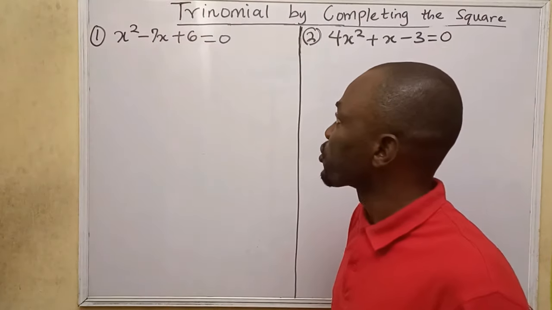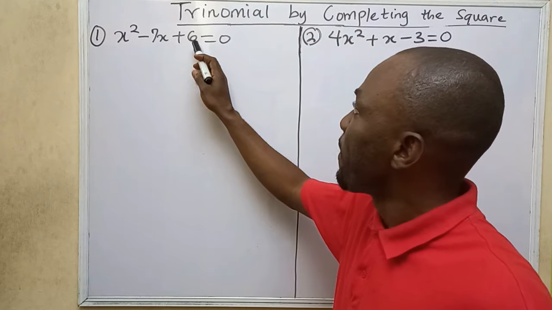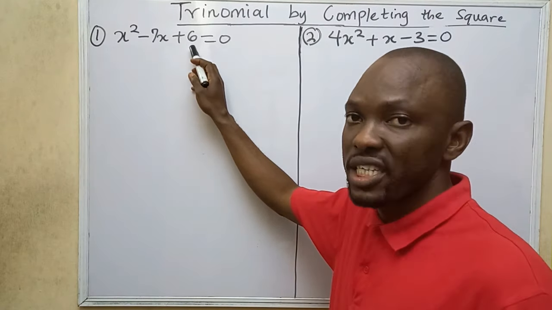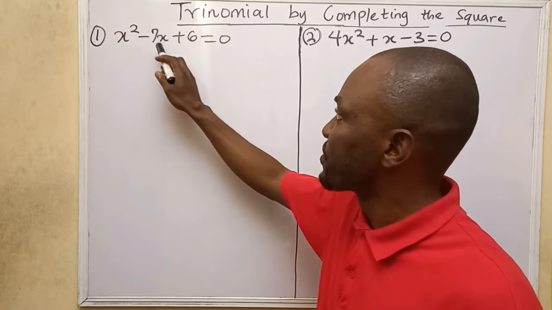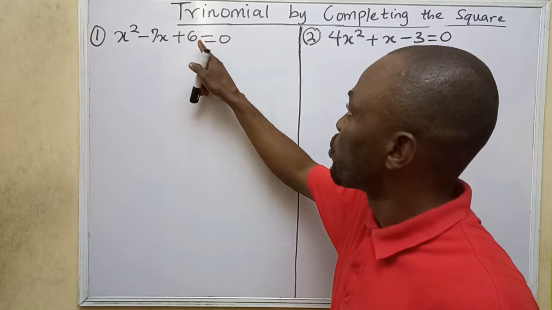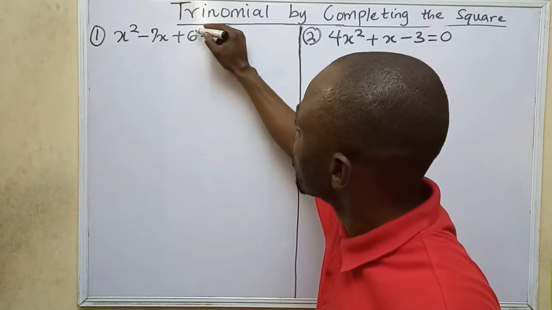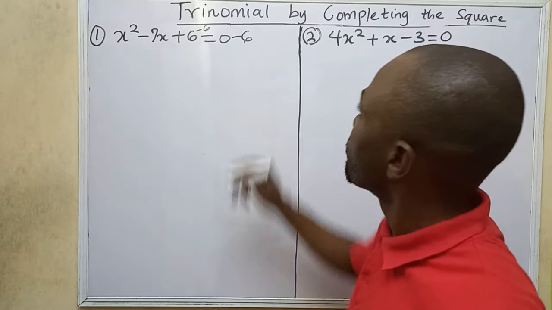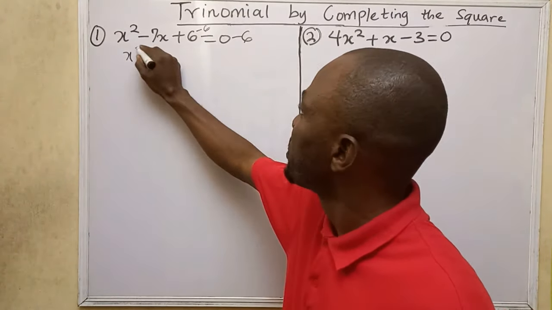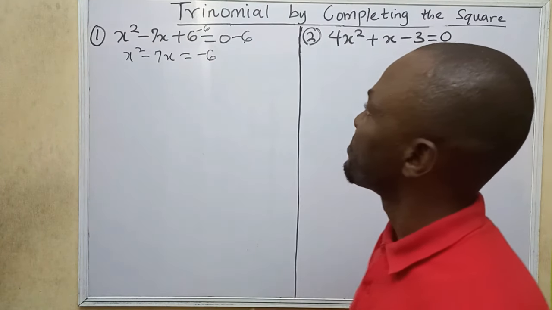If we want to solve the first problem, the first step is that we need to subtract from both sides of the equation the constant, the third term. This is the first, second, and third term. The third term is a positive 6, so we want this 6 to go to the other side of the equation. So we subtract 6 from both sides. If we do that, our new expression becomes x squared minus 7x equals negative 6.